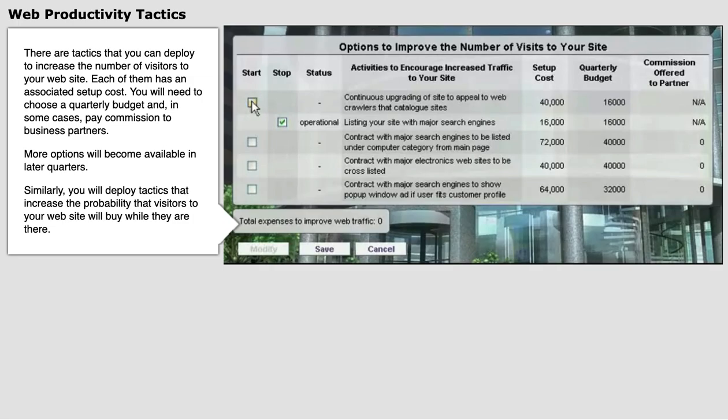There are tactics that you can deploy to increase the number of visitors to your website. Each of them has an associated setup cost. You will need to choose a quarterly budget and, in some cases, pay commission to business partners. More options will become available in later quarters. Similarly, you will deploy tactics that increase the probability that visitors to your website will buy while they are there.